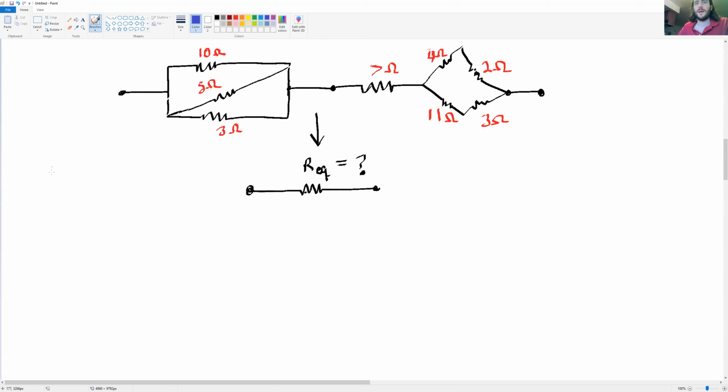Let's go ahead and write down on the side over here. These are the things that you would be expected to know for the exam. So like parallel elements, they share the same voltage.